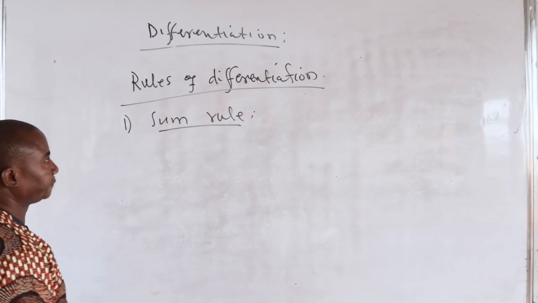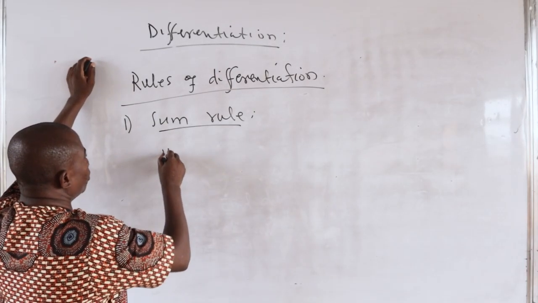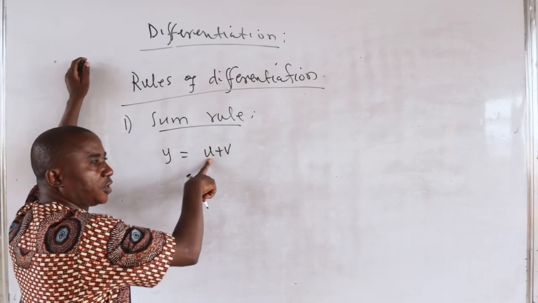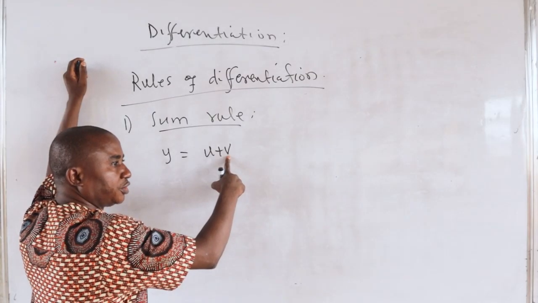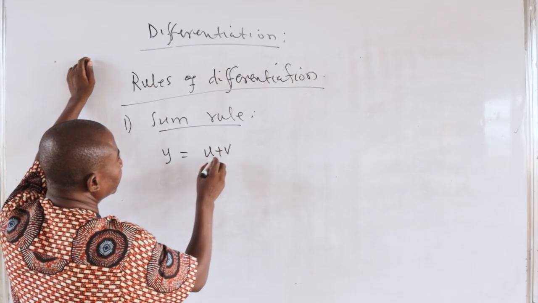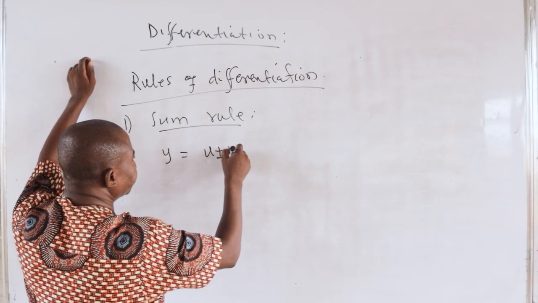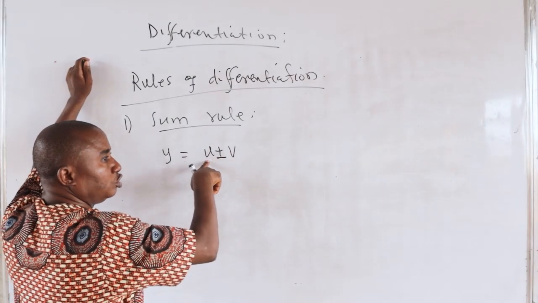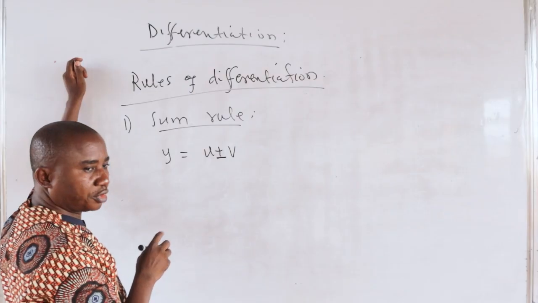What does it say? It says that if you have a function y which is equal to u plus v, where u is a function of x, differentiable, and v is a function of x which is also differentiable, then you want to compute the derivative. In fact, let me do this: plus or minus v. Because you can have u plus v, you can also have u minus v, as we treated earlier in some of the videos in the channel.